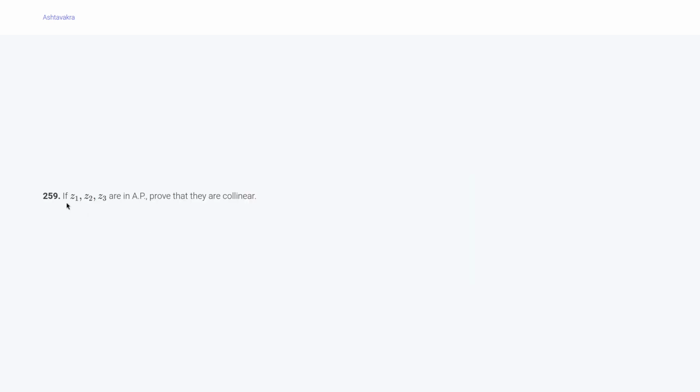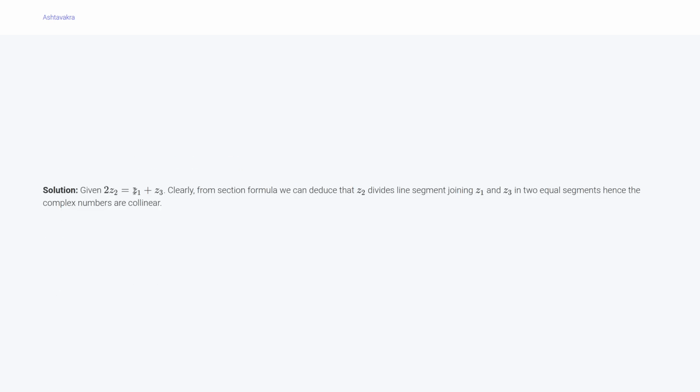Question 259 says that if Z1, Z2, Z3 are in AP, prove that they are collinear. This is a very easy problem. We are given that 2Z2 is equal to Z1 plus Z3. This is of the form of the section formula, where Z2 is the midpoint of Z1 and Z3. So we clearly see that Z2 divides Z1 Z3 in equal parts, so the complex numbers must be collinear.